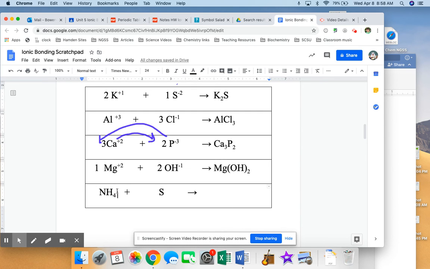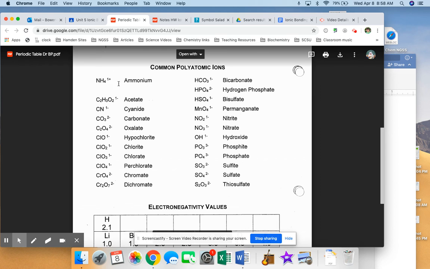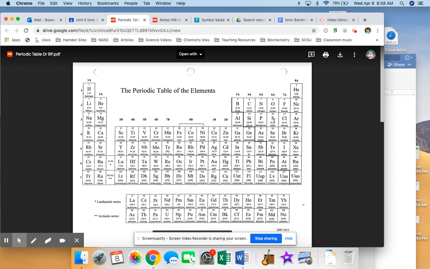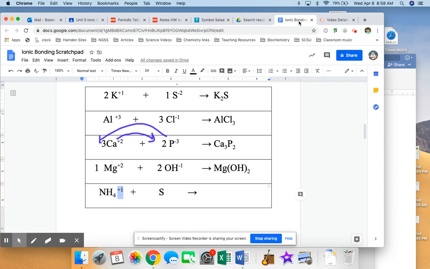Let's take a look at this last one. NH4 has a +1 charge because NH4 is here. Ammonium has a +1 charge. We're going to give our +1 charge here. And S on our periodic table has 6 valence electrons, which means that it wants 2 more, a -2 charge on our S. All right, these are not balanced. We have 1 of these and 2 of these. We need 2 of these and 1 of these.